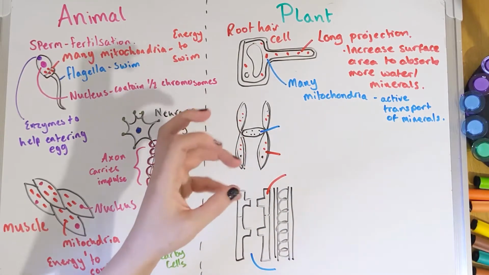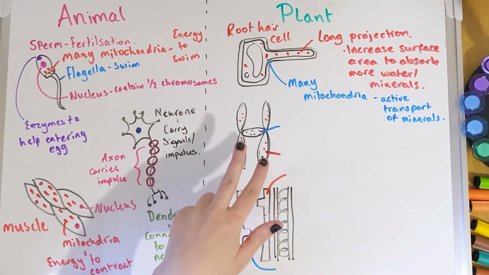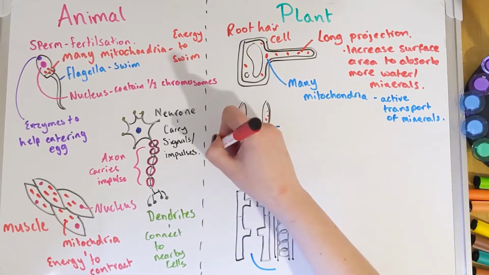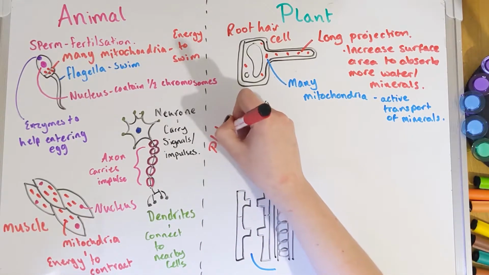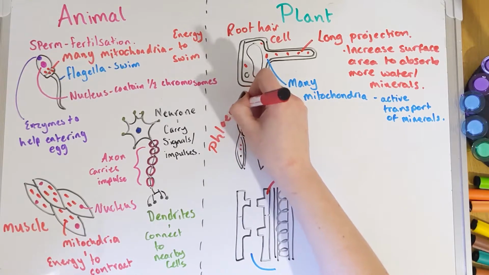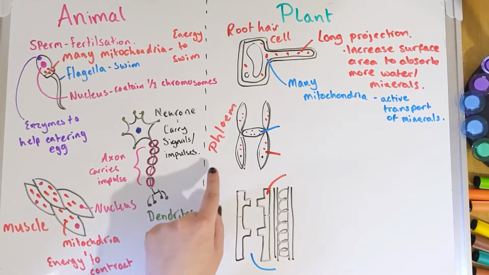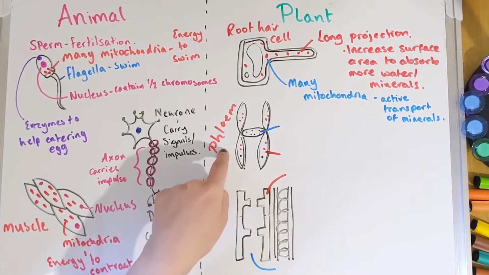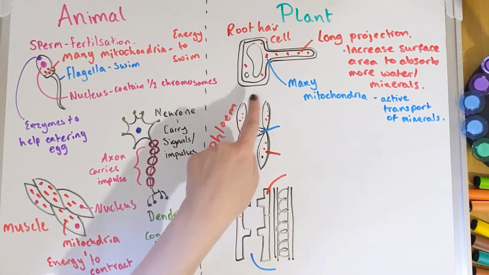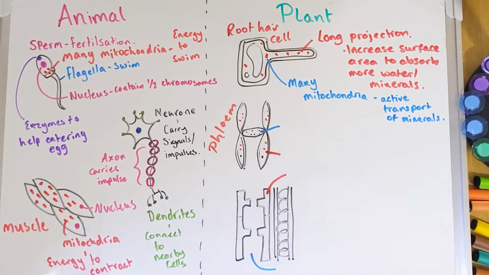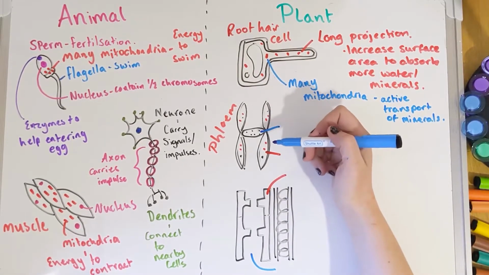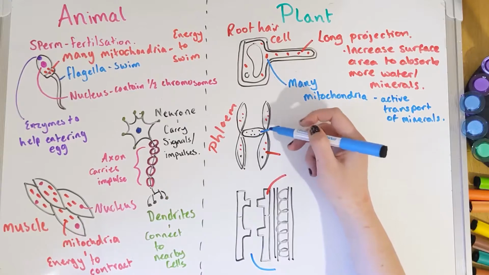The next cell type we're going to look at is this one here. This isn't specifically a cell, it's more of a tissue, but this is called phloem. It's one of those strange words spelled with a PH, but it's not phloem, it's phloem. Say it like phloem. Phloem have some bizarre features. They have this thing called a sieve plate.